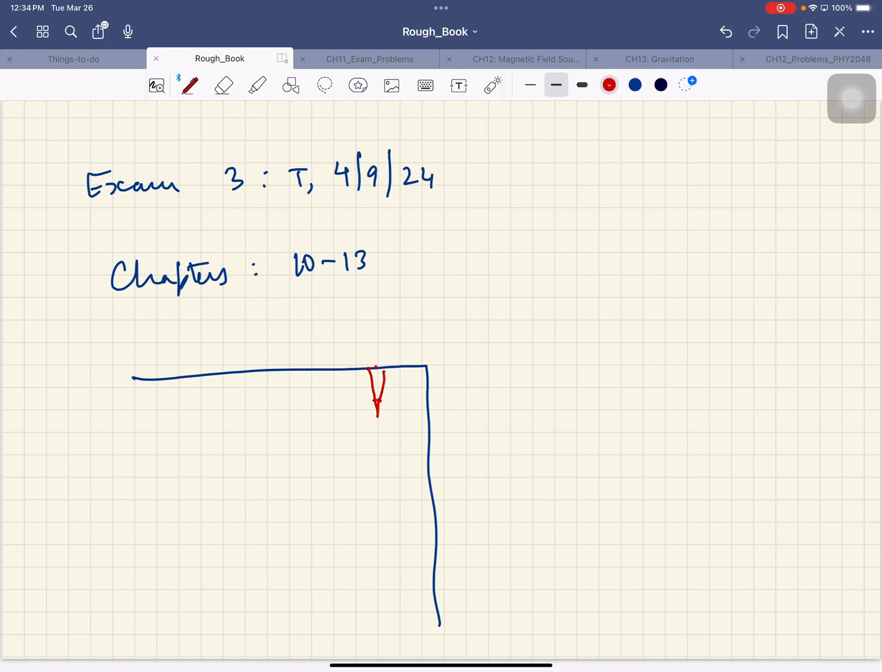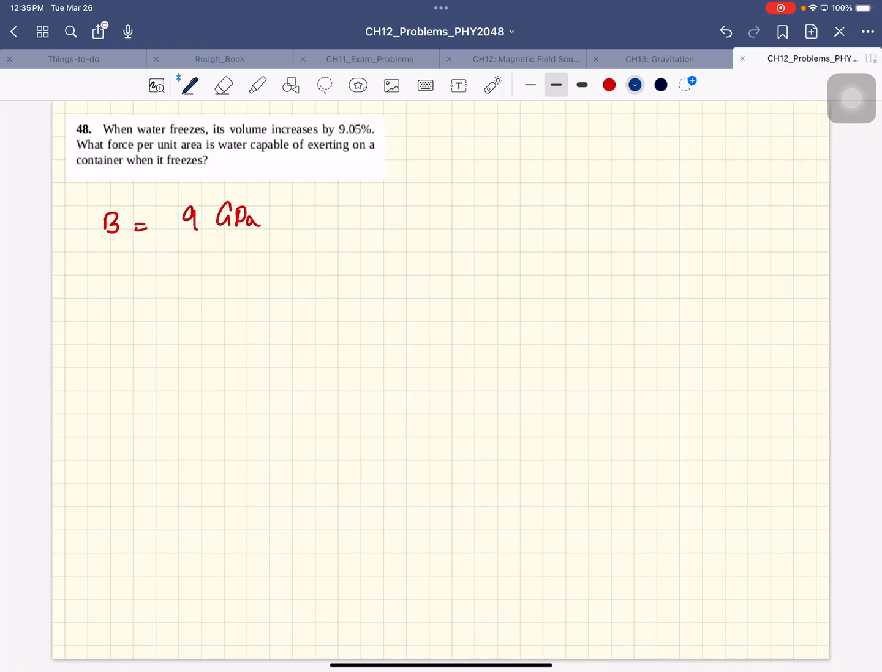So you cut a groove, then fill this with water. And then at night when the water freezes, the forces are so great that this cracks. That's the idea. And so we'll see what kind of forces are involved.